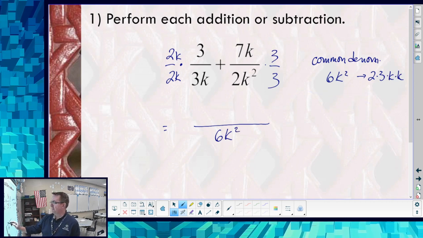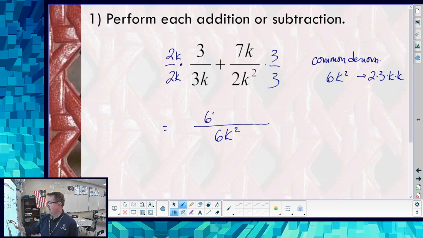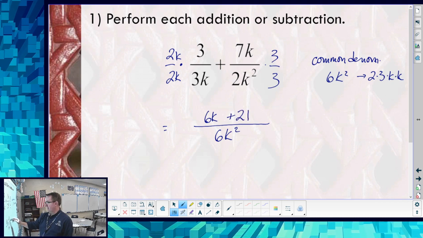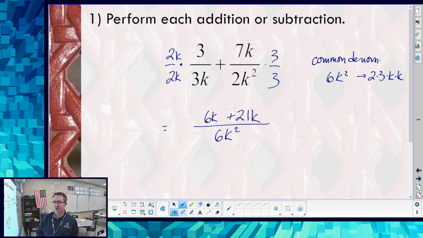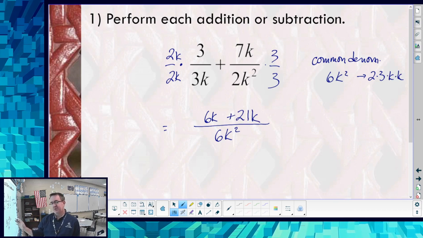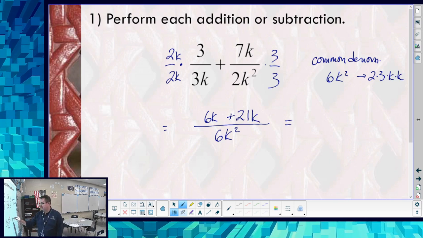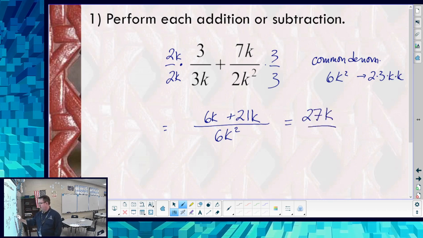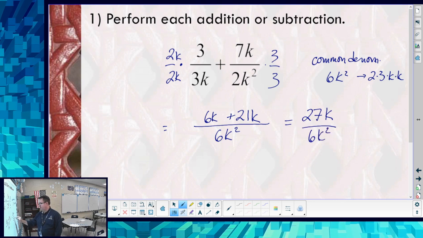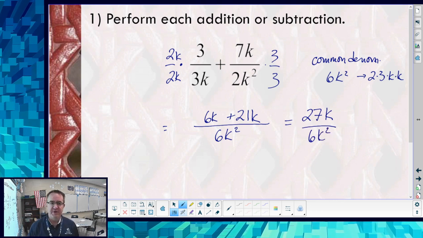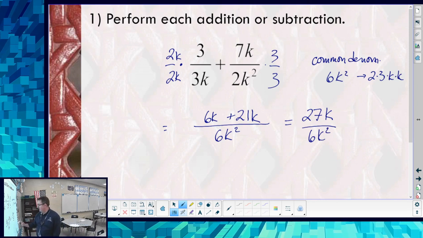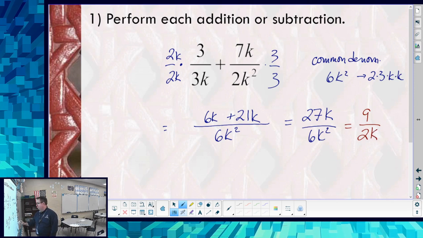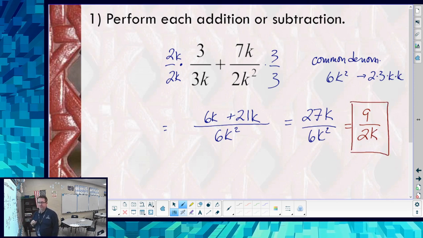From here, I'm going to multiply this out, so 2k times 3 is 6k. 7 times 3 is going to be 21, and since I'm adding in the middle, 21k, excuse me, then you're going to go ahead and do that. So now this is where I was saying in that third step, we're going to simplify this, and I'm going to get 27k over 6k squared. And then from there, you're going to go ahead and simplify it like what we did before. So in this case here, I can divide a 3 out of the top to the bottom. That's going to become 9 over 2. And then the k will stay down in the bottom. And there is your simplified form.